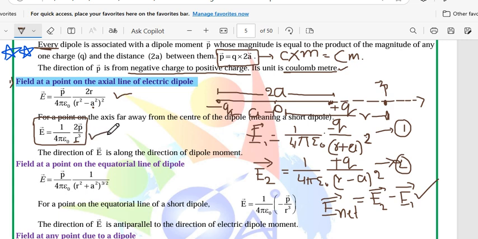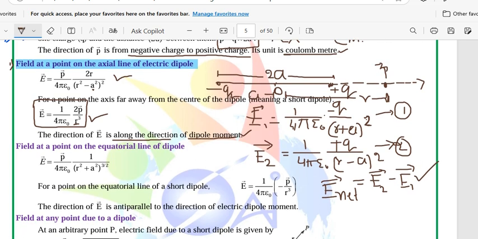This is the field at a point on the axial line of an electric dipole. The direction is also very important because electric field is a vector quantity. The direction of E, that is the electric field, is along the direction of the dipole moment. This is the first and foremost application related to the electric dipole, that is, the field at a point on the axial line of the electric dipole.